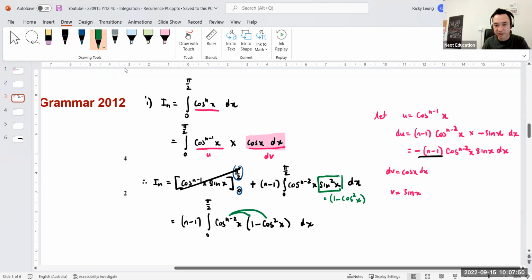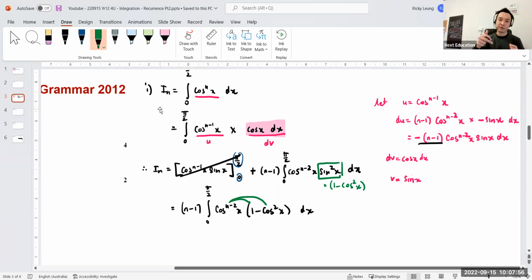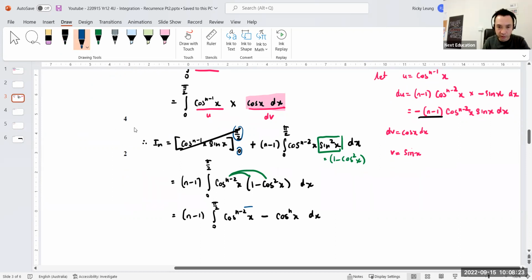Times that, and you get cos n minus 2x minus cos, the 2 fills up the gap, so it becomes cos n, right? Which is I n minus 2 minus I n, right? So let's do the full working out here. Make your teachers happy. That's pi on 2, that times 1. That looks exactly the same as the original I n, but with n minus 2. That guy fills the gap. It becomes cos nx. In this case, we know that guy is I n minus 2. That guy is I n. Let's make it clear to you.